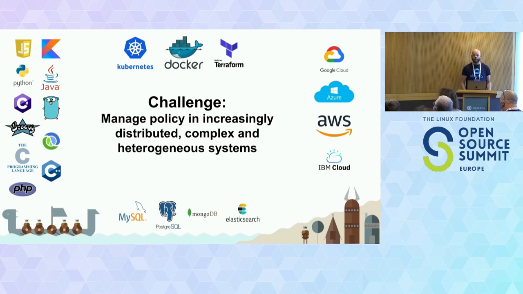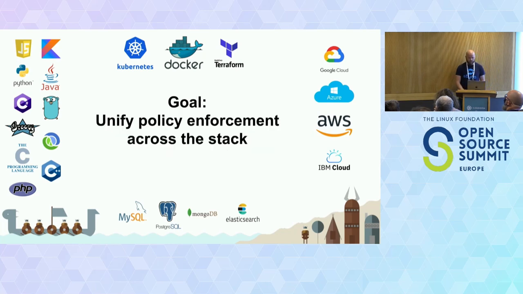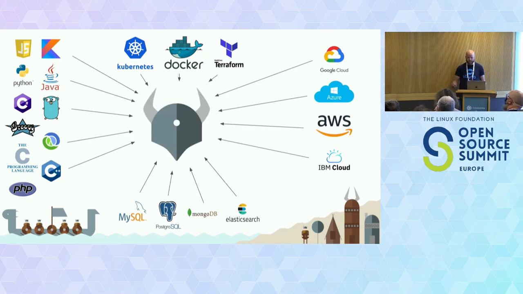And of course, it's not like OPA invented the concept of rules. That's been there all along. But the challenge here is basically that all of these systems have their own way of managing policy or managing rules. And what we found is that this doesn't really scale when you start to add more and more of these logos, and when you start to have like these 700 microservices. How do you know which rules are deployed to any particular system at any particular point in time? So the goal of OPA is to unify policy enforcement across the whole stack. And it's basically what OPA does.